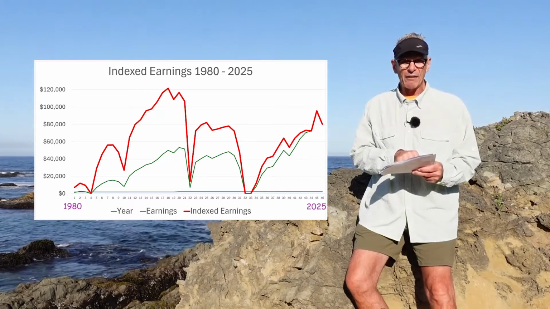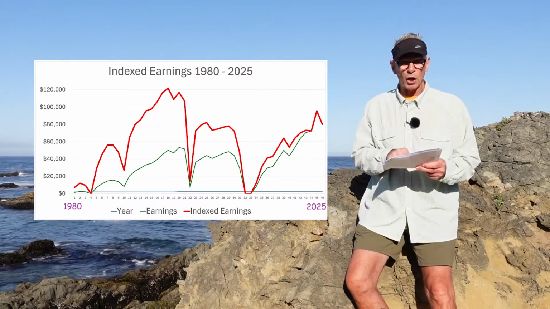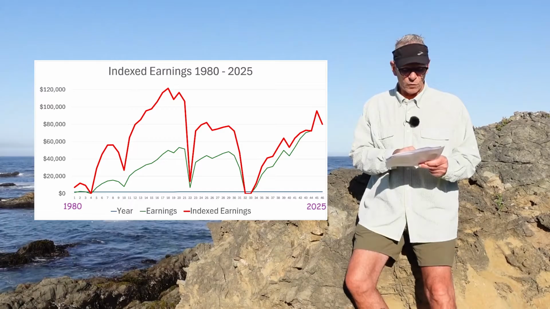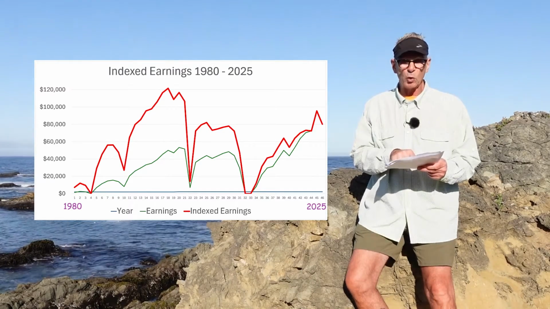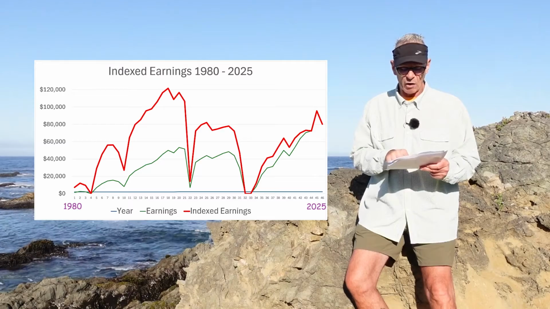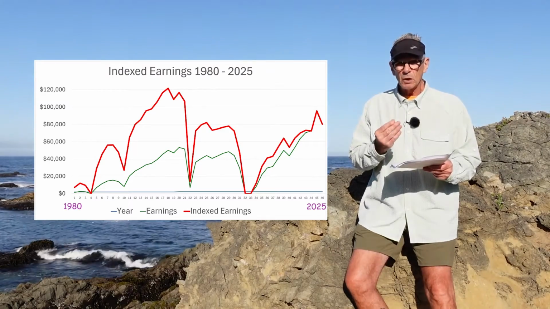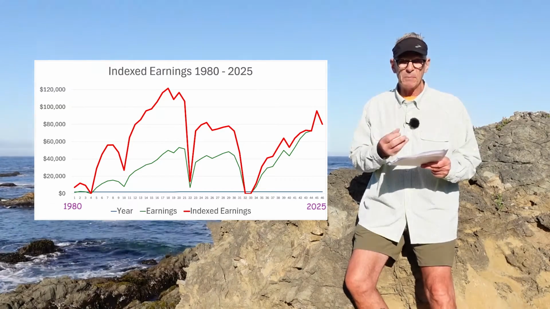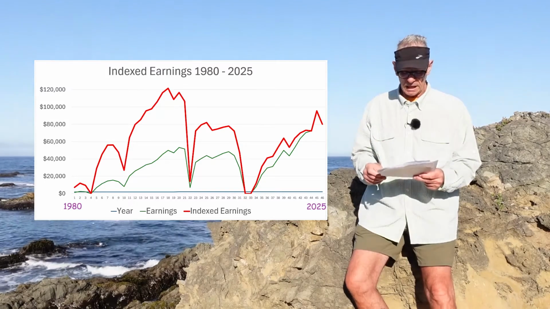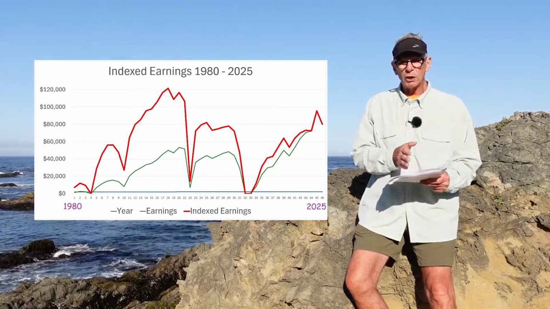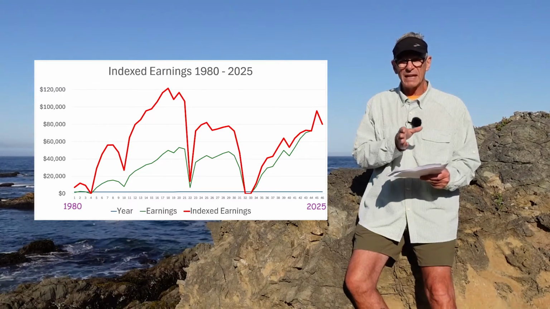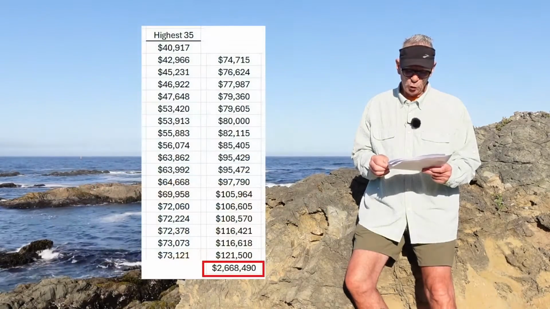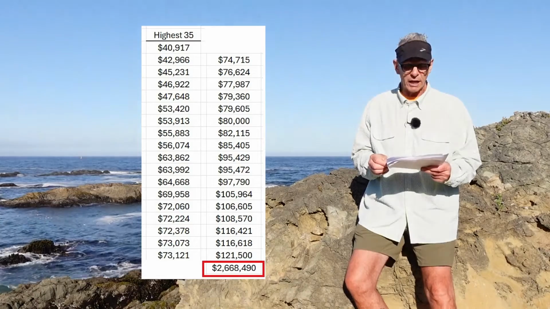And what I've done is I have indexed those numbers and put it on a graph. So you can see this red line are the indexed numbers over the historic earnings. And you can see it was quite high back in the 90s, drops down, and then the historic earnings come together with the indexed earnings in 2023 because it is 1. It's an index of 1. And so Social Security looks through that, takes the highest 35 years of the indexed earnings and totals that together. So for me, it is $2,668,490.